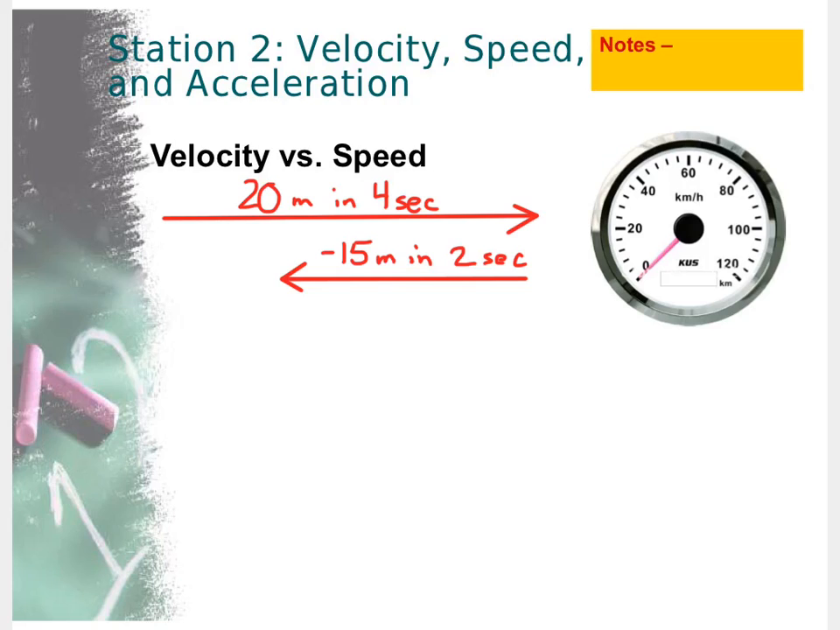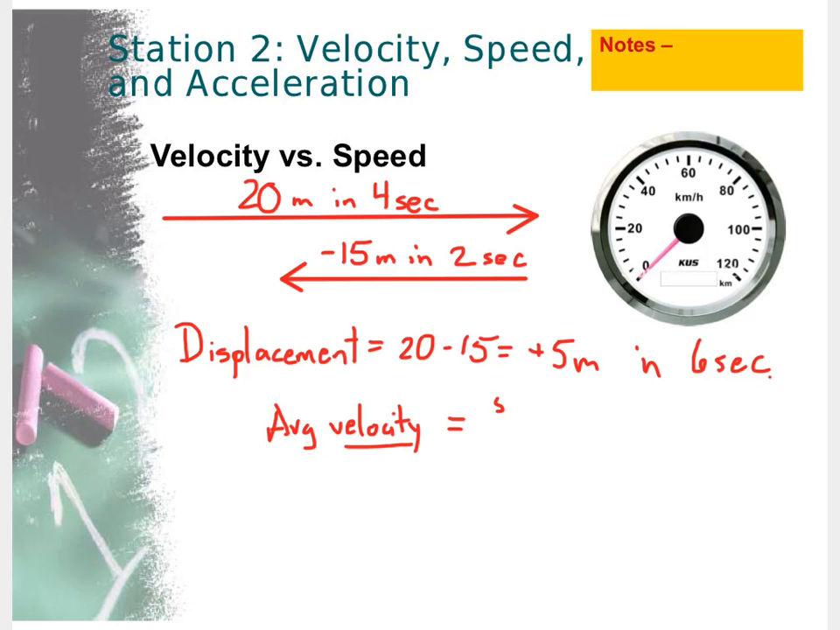So let's talk about displacement. Displacement is 20 minus 15, which is 5 meters. So in 6 seconds, this person has a displacement of positive 5 meters. In other words, they have ended 5 meters to the right of where they began their trip. So if I want to calculate the average velocity, I'd have to take the change in displacement divided by the change in time, and I end up with 0.83 meters per second.